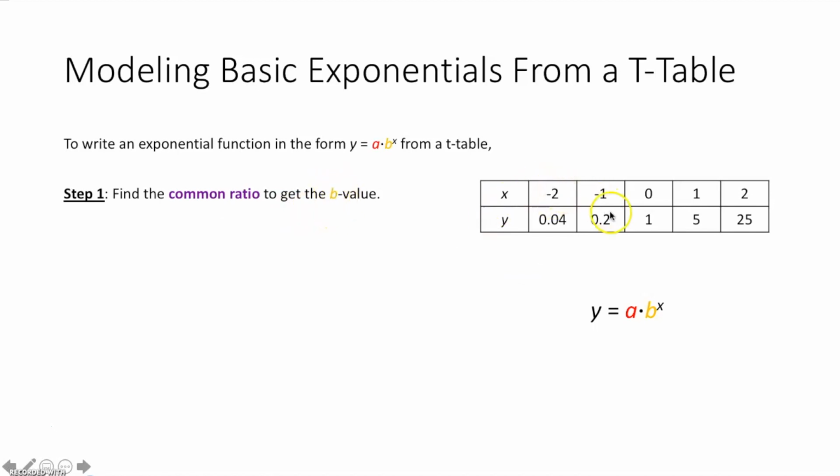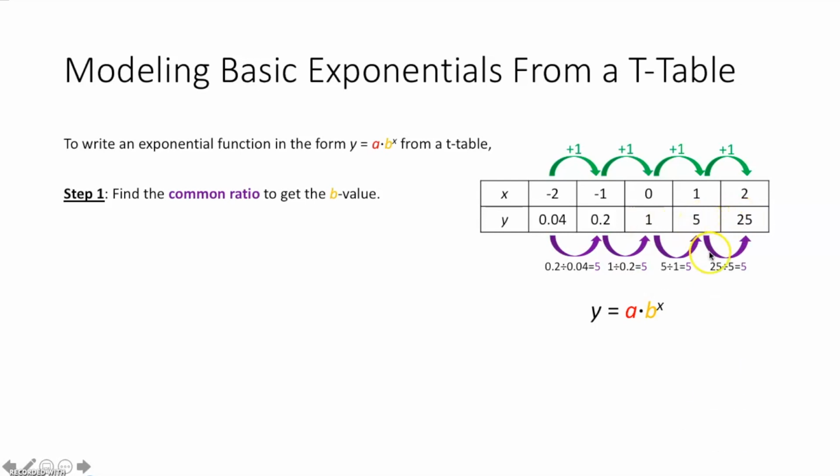So here, do we have a common difference between our x values? Plus 1, plus 1, plus 1, plus 1. Yes. So now let's check to see, do we have a common ratio between our given y values? So what's 0.2 divided by 0.04? Well, that's 5. What's 1 divided by 0.2? That's also 5. What's 5 divided by 1? That's 5. And then what's 25 divided by 5? That's also 5. Awesome. So we do have a common ratio.